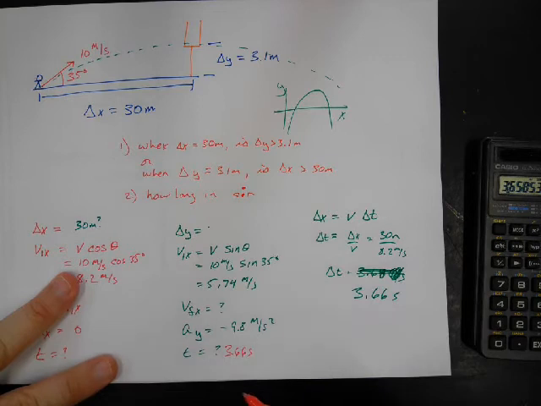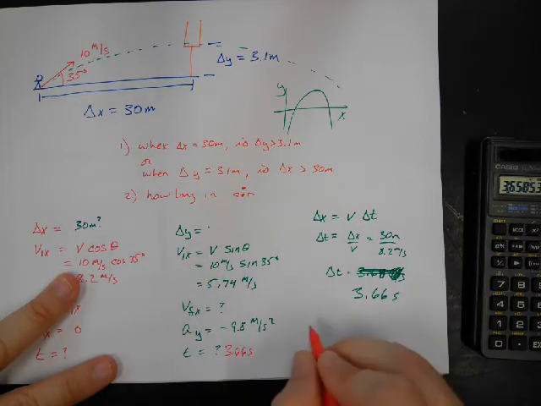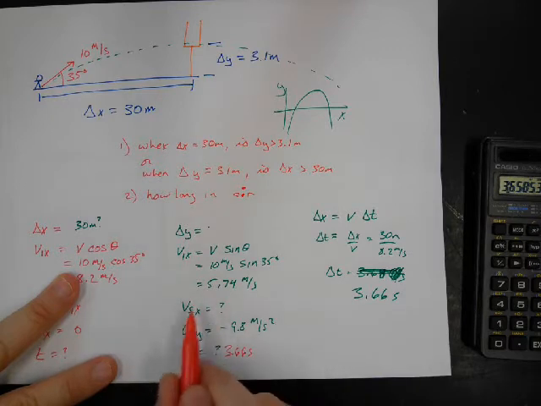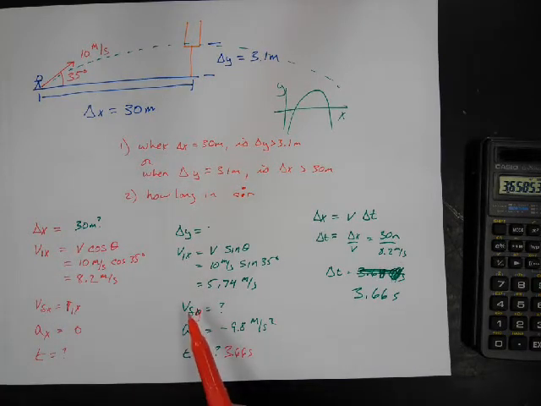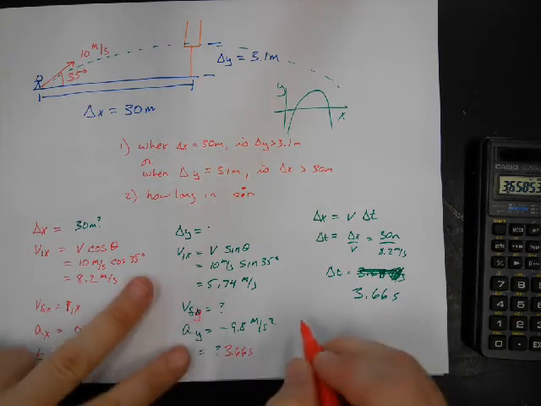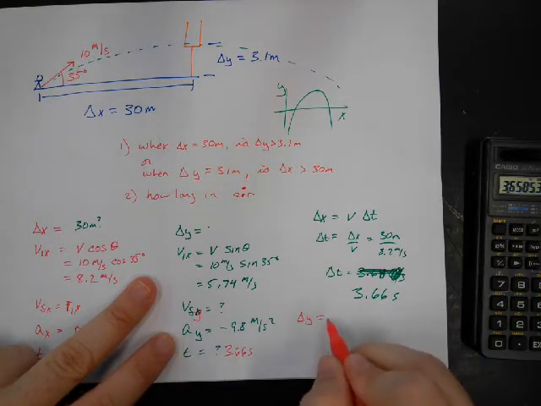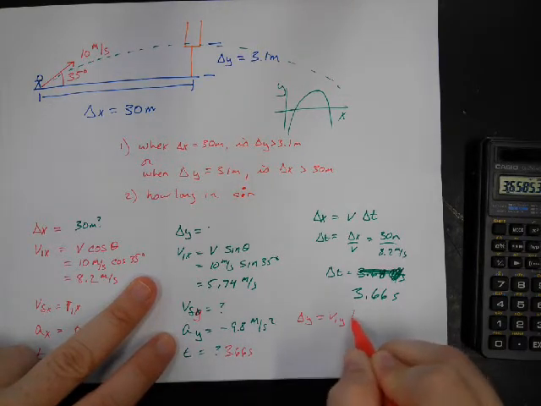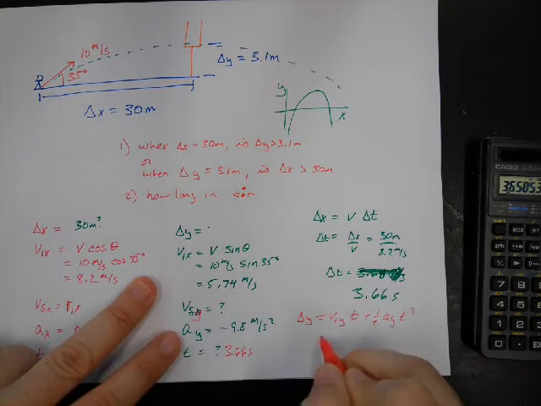Now we have some more information. We can ask what delta y is here. And we probably also want to know what V final y is. Or it might be a good idea to know, is it going up or is it coming down? Did we actually get where we think we're going here? And so we'll do delta y is V initial y t plus 1/2 ay t squared.